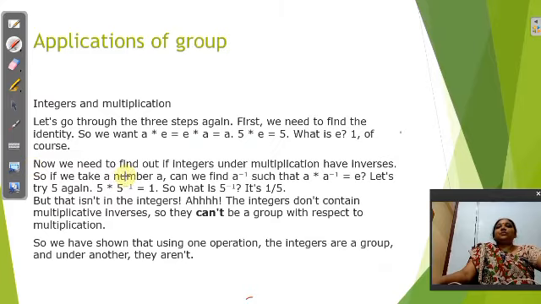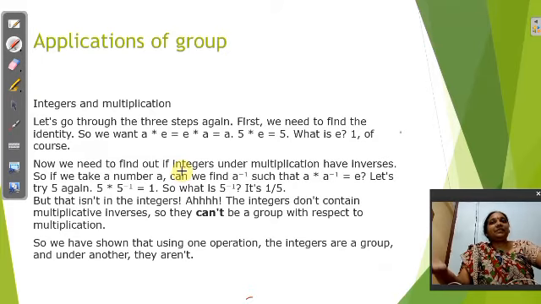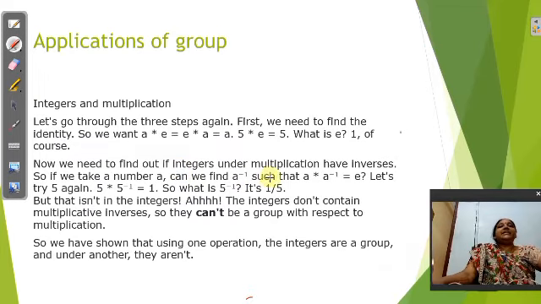Similarly, if we take a number A, any number from the integer set, we can find A inverse such that A into A inverse is equal to E. Why am I writing multiplication here? Because I am taking multiplication as the binary operation. That's why I am taking the multiplication symbol here.